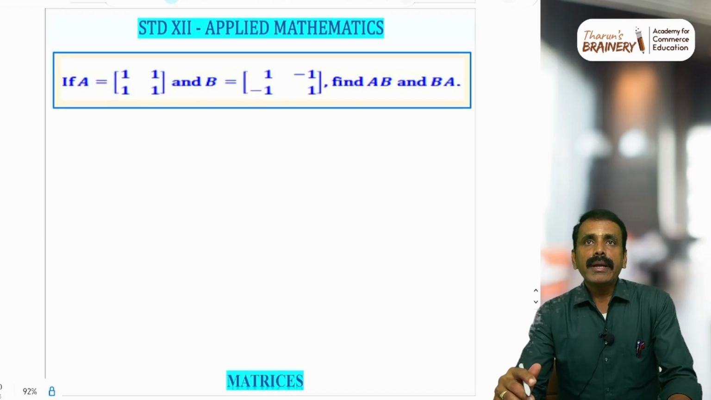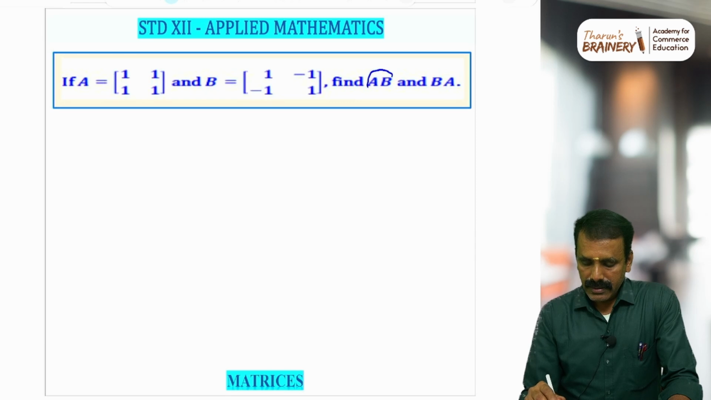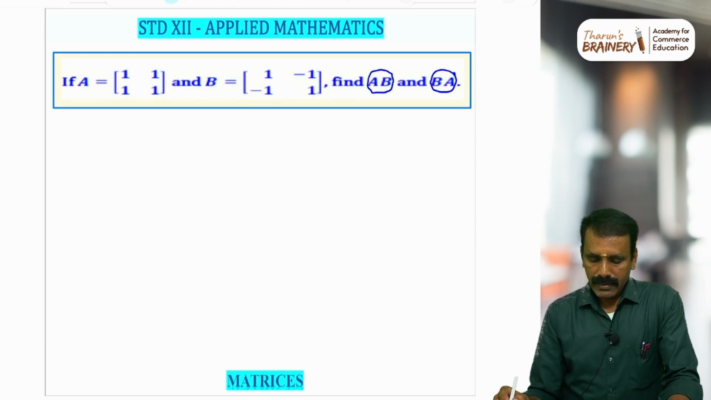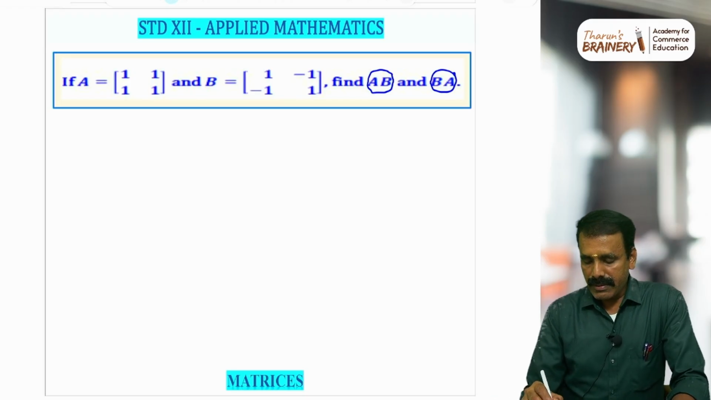Okay, here we are having two matrices A and B. We are supposed to calculate the product AB and BA. So we are checking whether AB is possible, whether it is possible to find the solution.